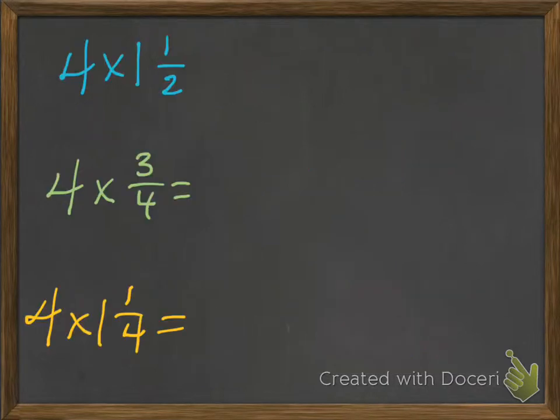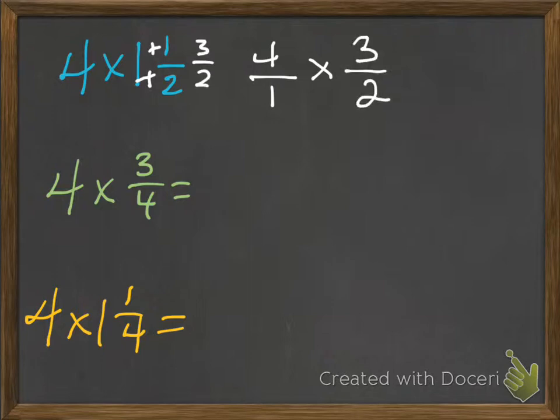So we have 4 times 1.5. Let's find out what happens when we multiply 4 times 1.5. I'm going to put 4 over 1, and then multiply that times 1.5. So I better change that mixed number to an improper fraction. 1 times 2 is 2, plus 1 more equals 3. So that changed to 3/2.